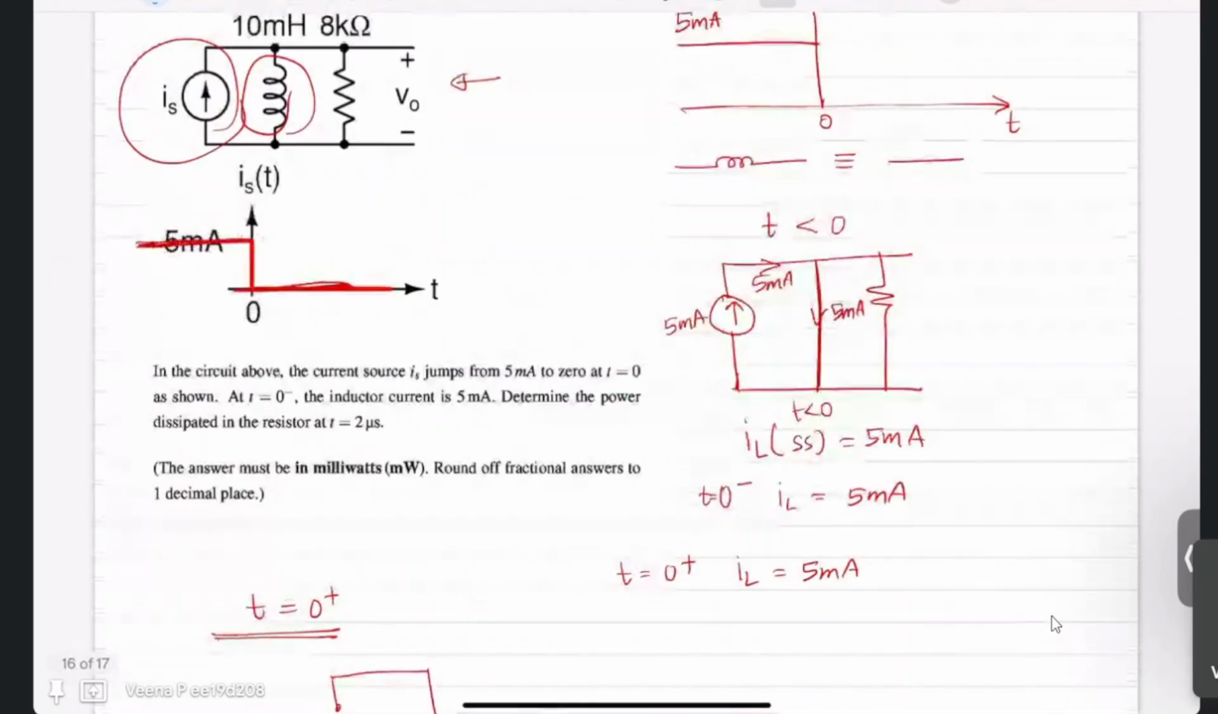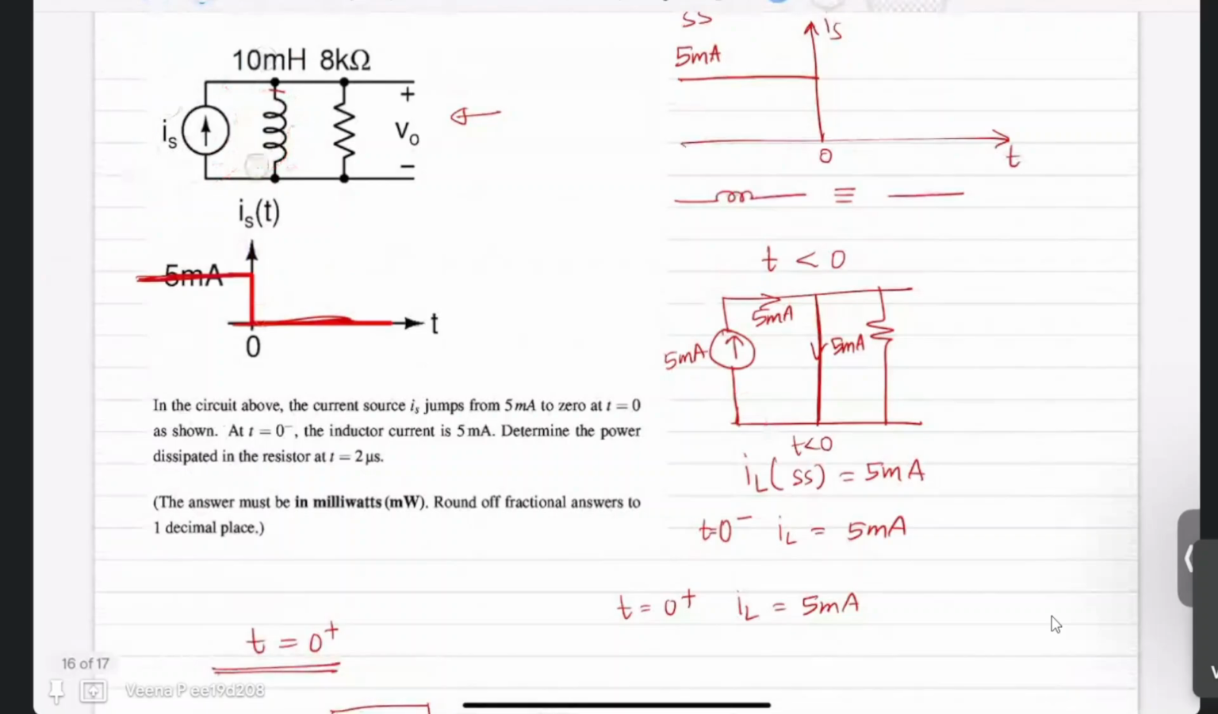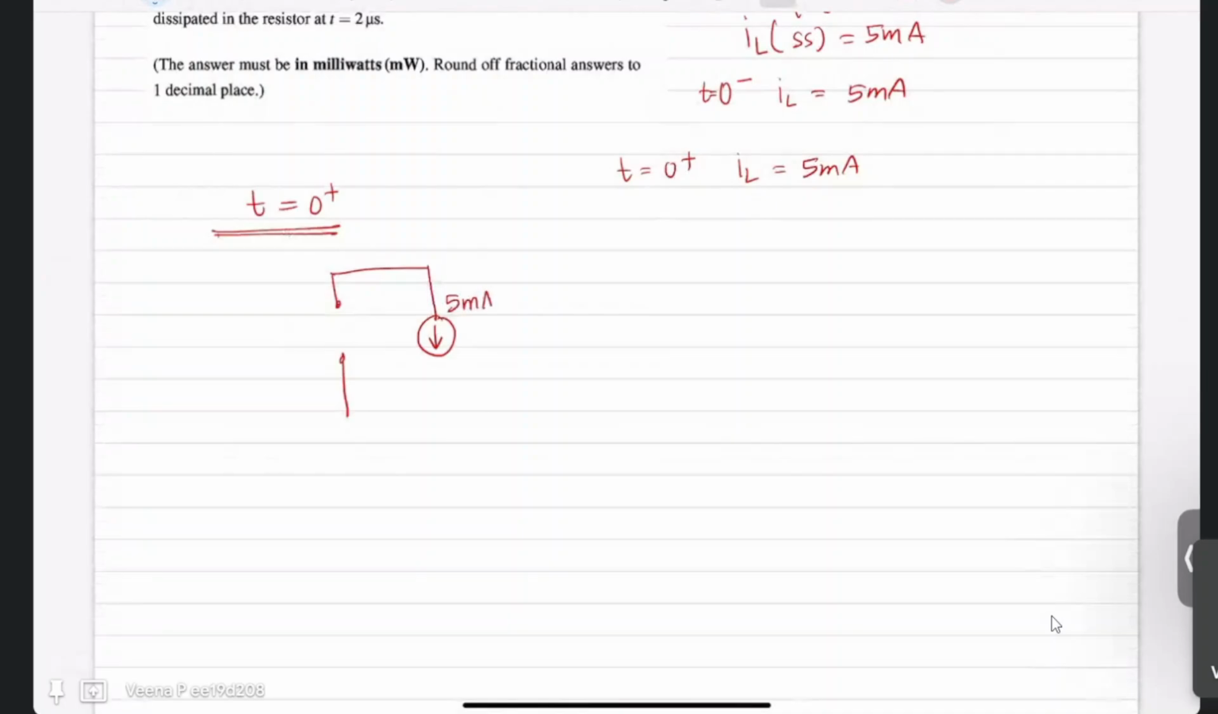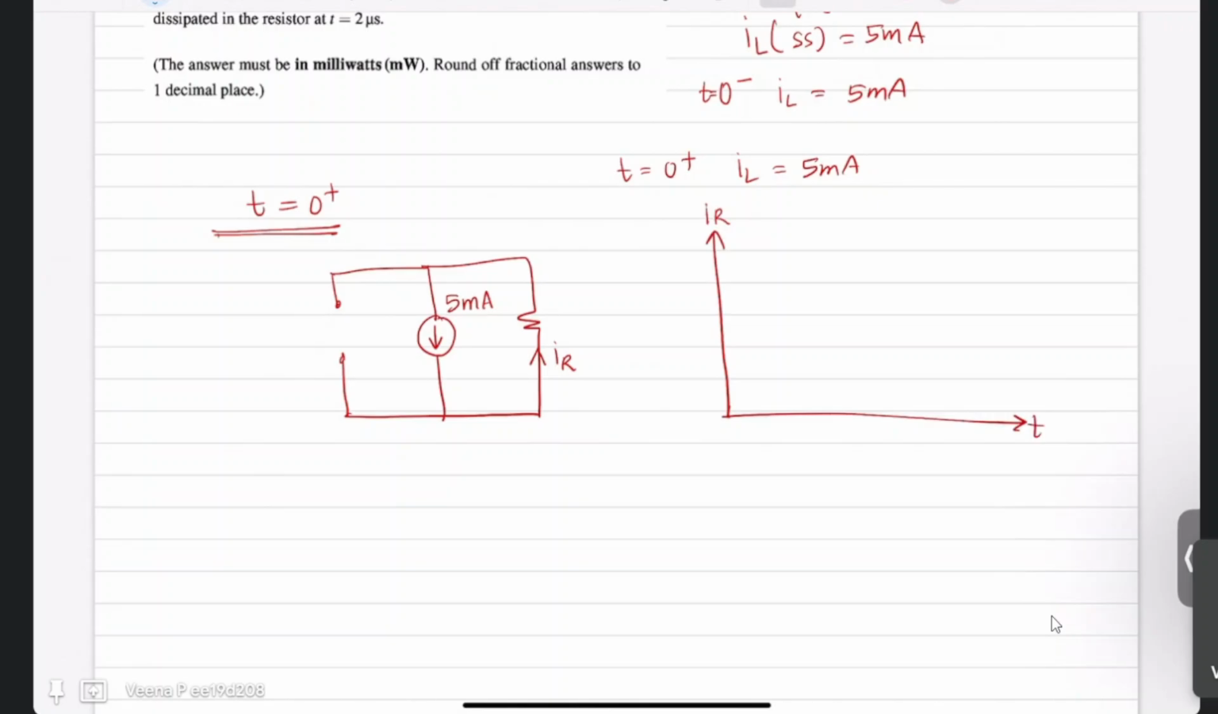Now, the initial current, how is it? The direction of the current is this way. That means at t equal to 0 plus, your inductor will act as a current source with current in this direction, and you have a resistor. And this is your resistor current, IR. So if I draw your IR with respect to time, at this point, your value of resistor current is 5 milliampere. This is a point value. That means this circuit exists only at t equal to 0 plus.